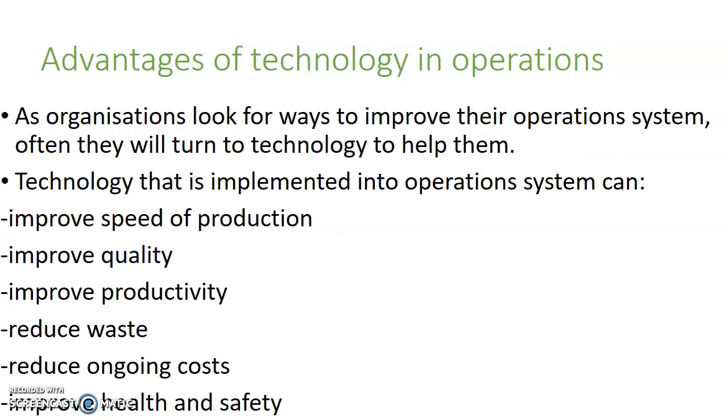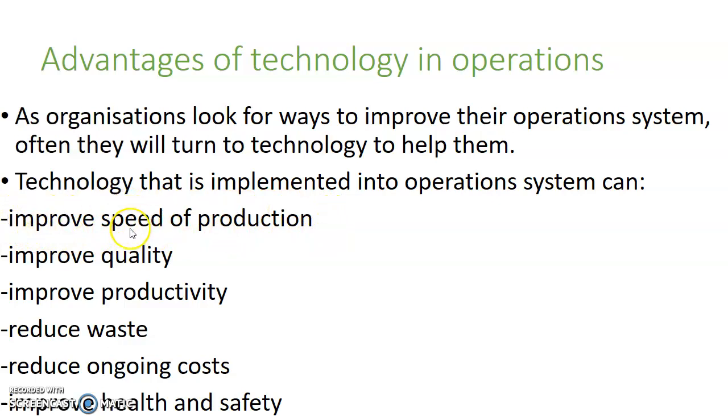Okay, the advantages of technology when you're in operations management. Now businesses need to improve their operations every now and then, and technology plays a really big part in that. The technology that is implemented into the operation system can improve speed of production. If the technology is working for you instead of a human being, your speed of production is going to increase. Because if a person is doing the same stuff for over 6 hours, the person is going to get tired and their productivity is going to decrease. But with a machine, with technology, your speed of production is going to be the same for a longer period of time.